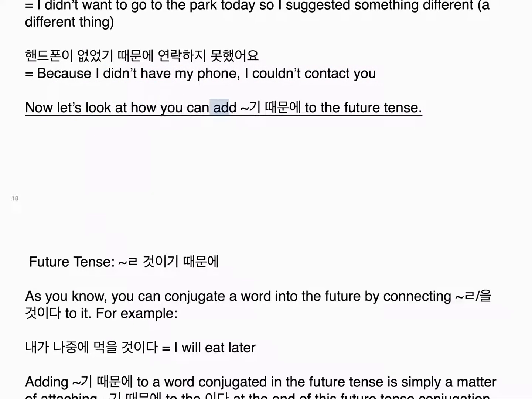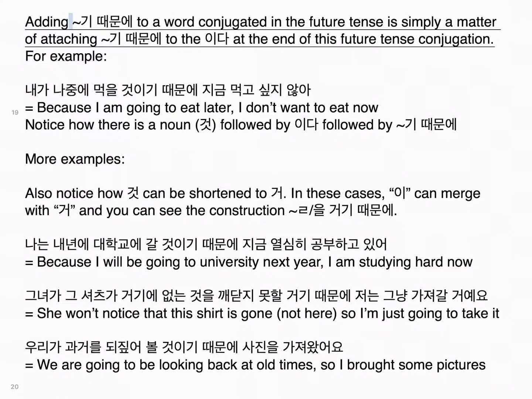Now let's look at how you can add 기 때문에 to the future tense. Future tense: 을 것이기 때문에. As you know, you can conjugate a word into the future by connecting 을 것이다 to it. For example, 내가 나중에 먹을 것이다. I will eat later. Adding 기 때문에 to a word conjugated in the future tense is simply a matter of attaching 기 때문에 to the 이다 at the end of this future tense conjugation. For example, 내가 나중에 먹을 것이기 때문에 지금 먹고 싶지 않아. Because I am going to eat later, I don't want to eat now.